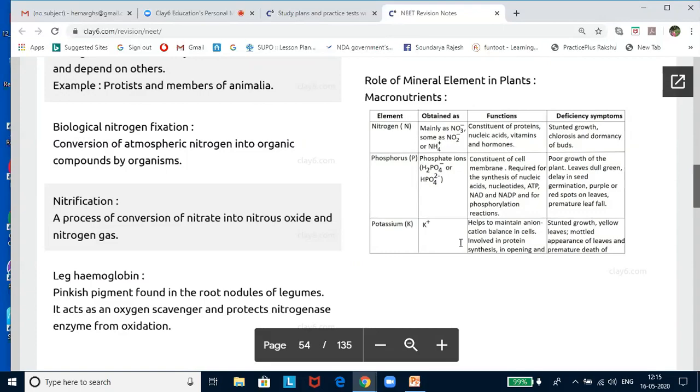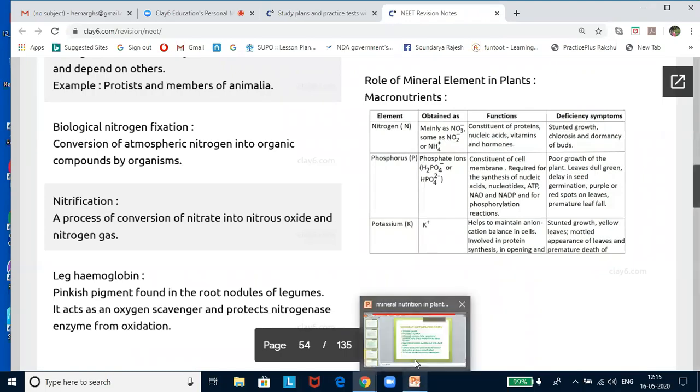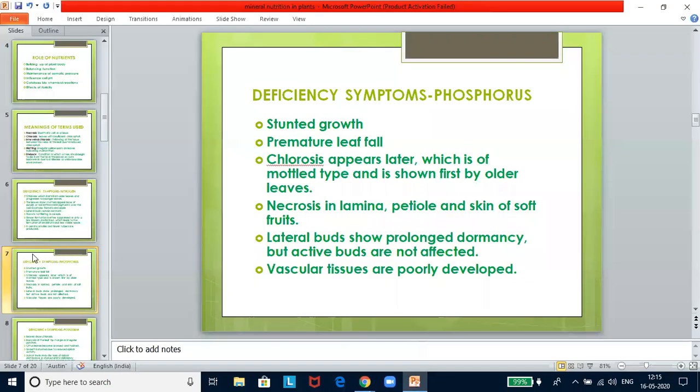It maintains hydration, permeability, and reactive state of protoplasm, and produces turgor pressure inside the cells for their movements. Stomatal opening and closing is linked to its influx and efflux from the guard cells. Influx means moving in, efflux is moving out. So potassium plays a very important role in opening and closing of the stomata.